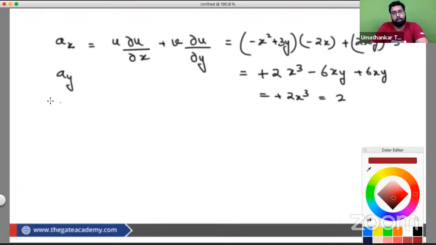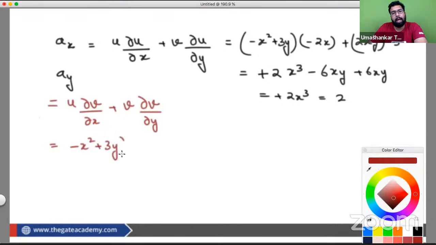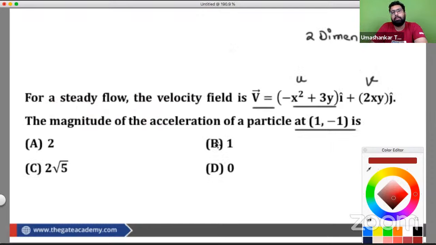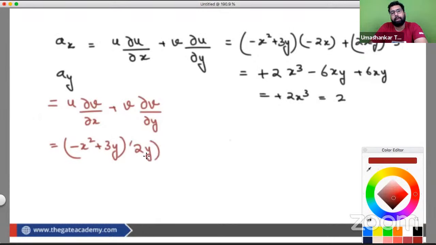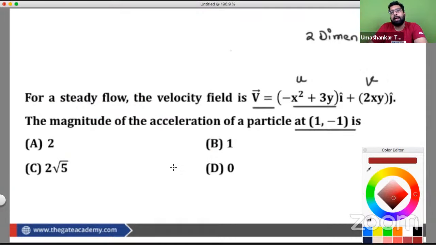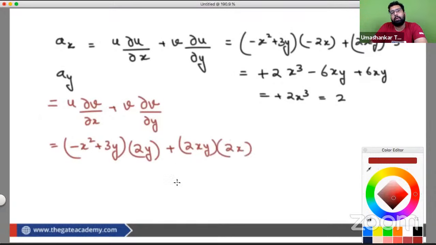And this ay. What is this ay? So ay is u del v by del x plus v del v by del y. So what is this v we have? So v is 2xy. So u is minus x square plus 3y, and del v by del x is 2y. Okay. Plus v. So v we are having as 2xy, and del v by del y is 2x. So some component we see, no component is getting cancelled out.